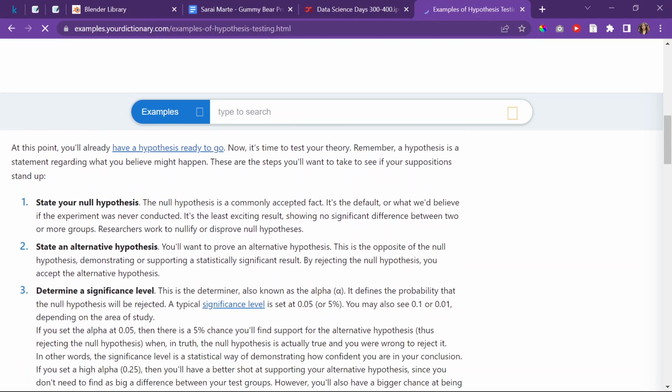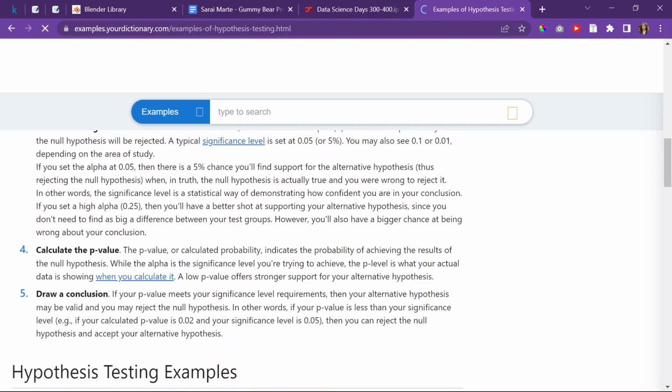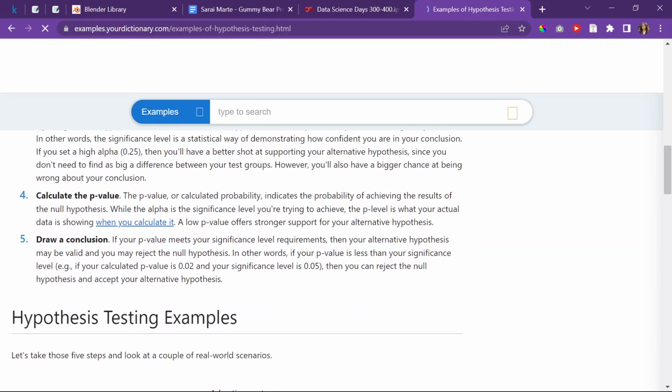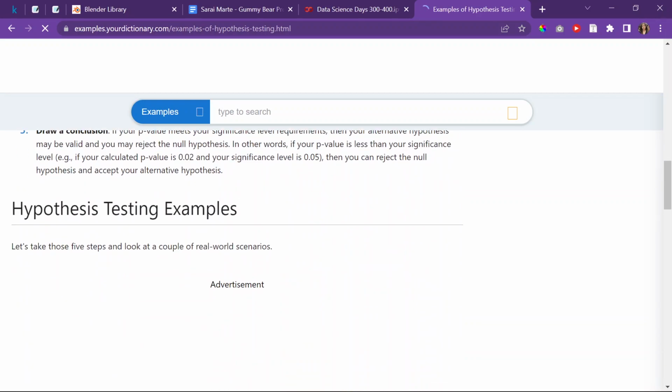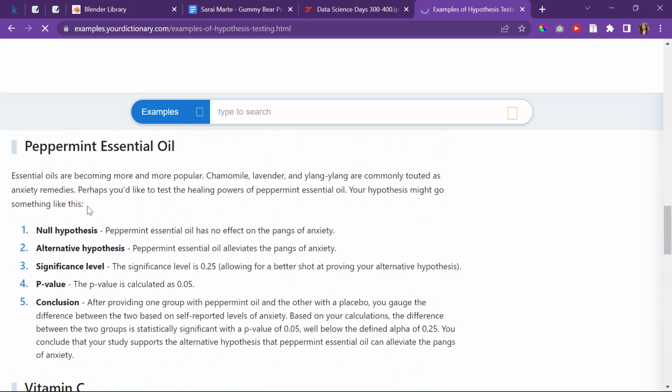My null hypothesis. I've been calling it my original hypotheses. Whoops. Alright. Hypotheses testing. Essential oils, blah, blah, blah.